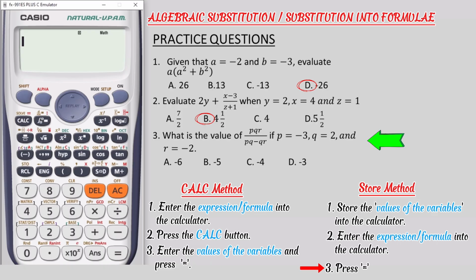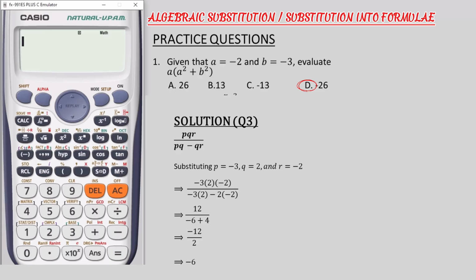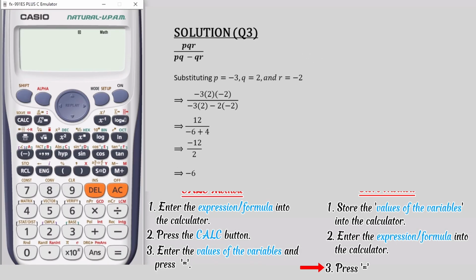For the last question, what is the value of PQR out of PQ minus QR if P equals -3, Q equals 2, and R equals -2? So this is the solution to this particular question. You can pause the video and go through the solution.